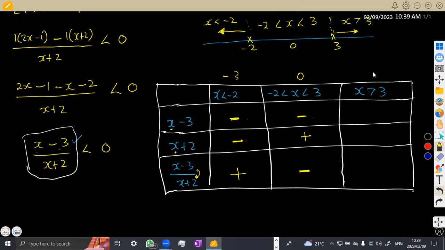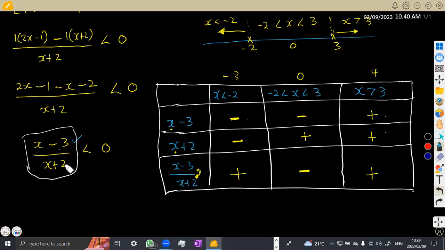We do the same when x is greater than 3. We can pick 4. That's 4 minus 3, which is 1, a positive. Then 4 plus 2 is 6, a positive. So we're back to division: positive by positive is a positive. Now let's analyze what we are supposed to have as our solution.